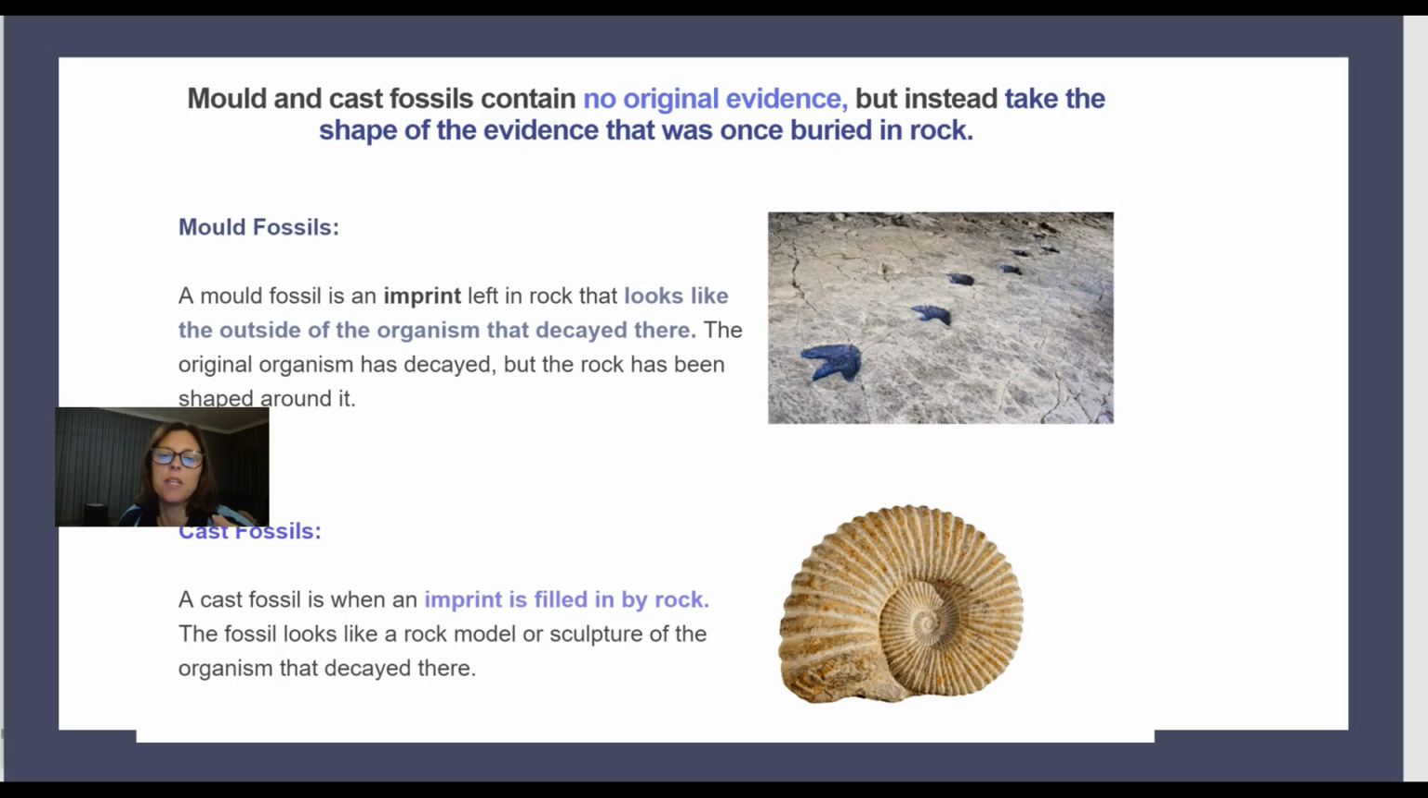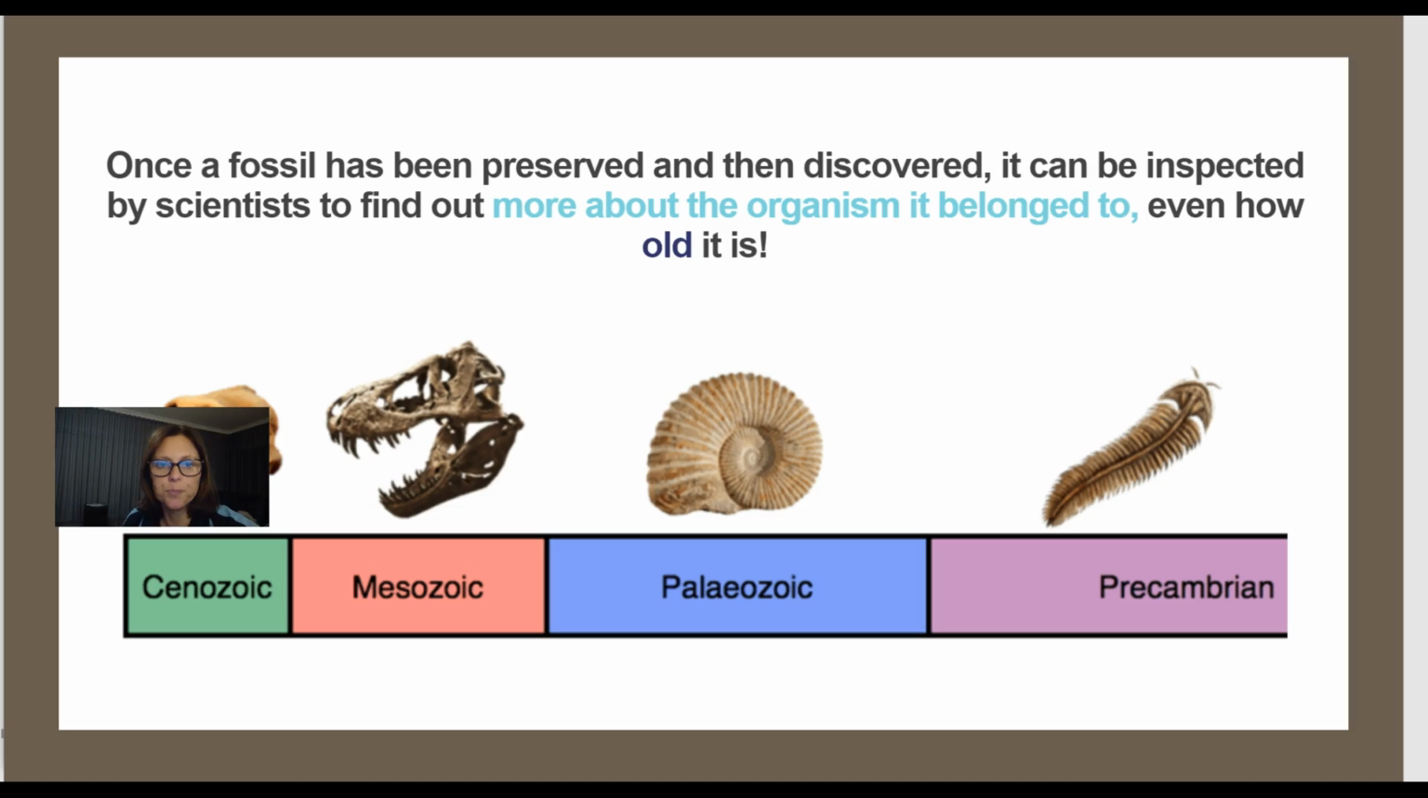So what might happen is we might get an imprint that might be left in the rock. And that looks like the organism that once lived there or decayed there. So what's happened is it may have left a footprint, and then the cast happens when that imprint is filled in. So often minerals might seep into that rock and then leave behind a replica or a sculpture of what was previously there once before. So once it's been preserved and discovered, then our scientists can look at that and determine what era it lived in, how old it was, how it behaved, and so forth.